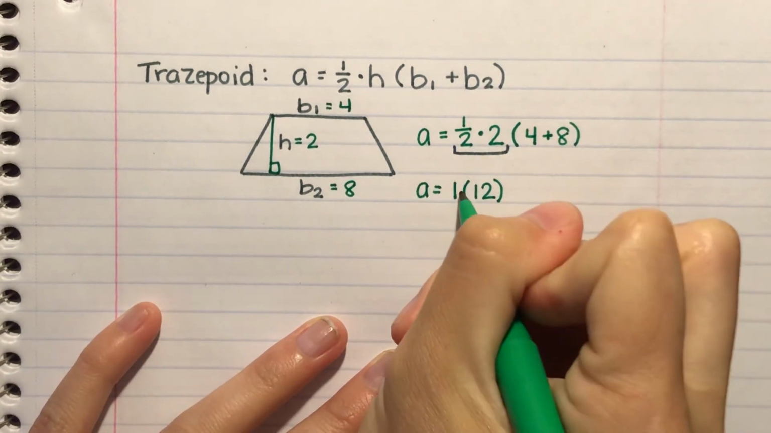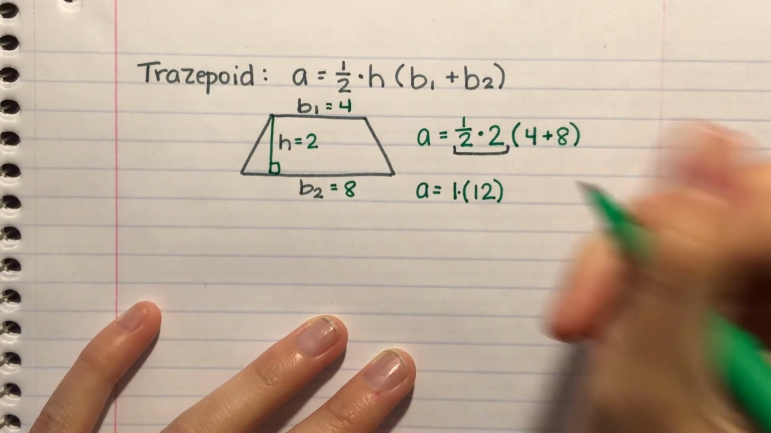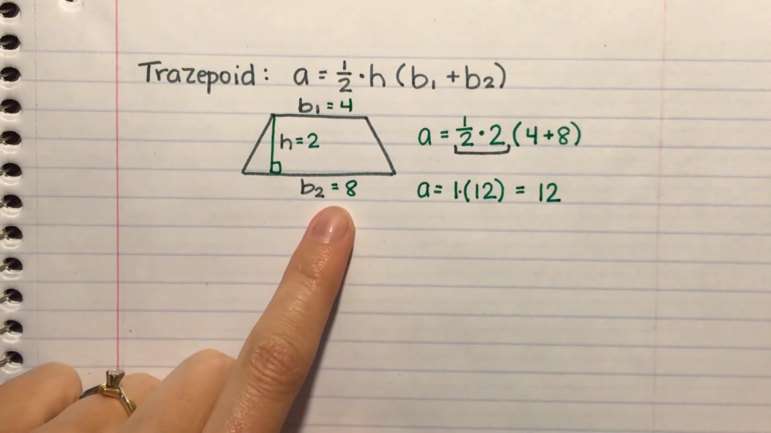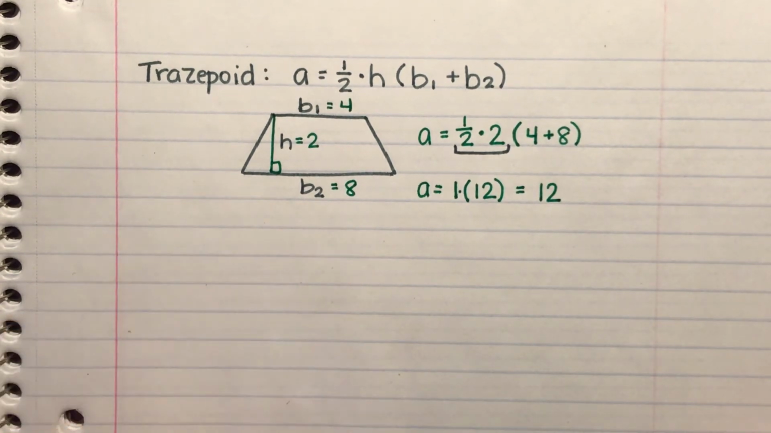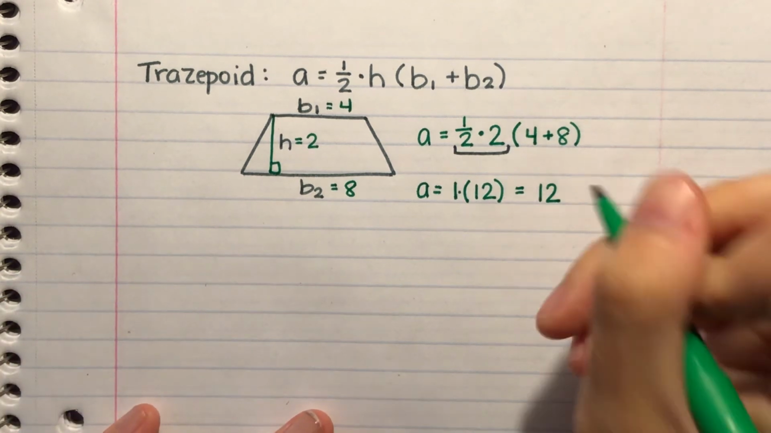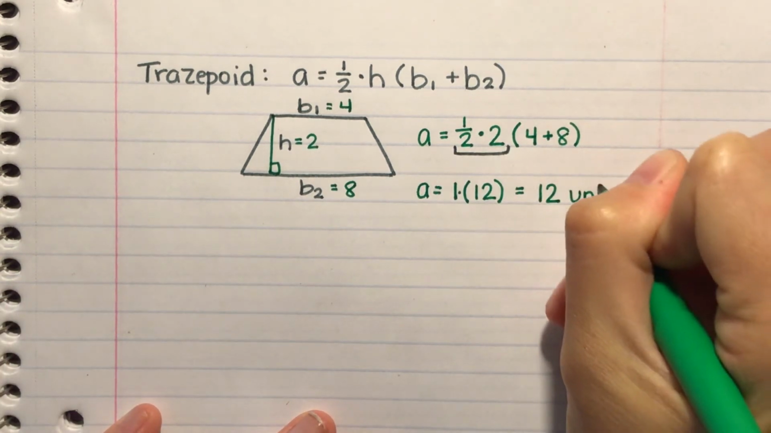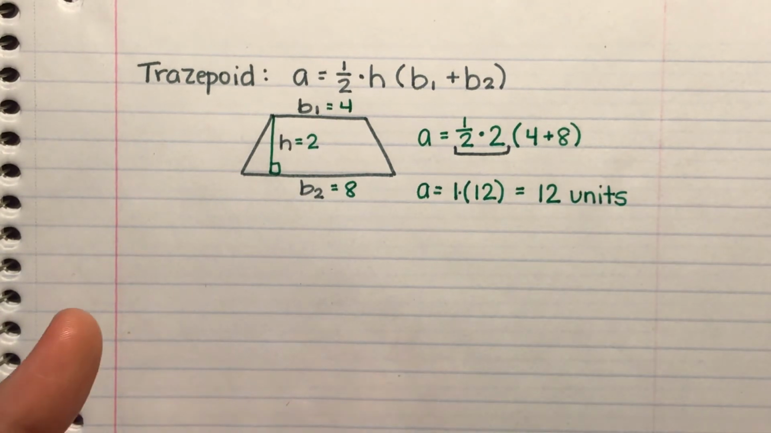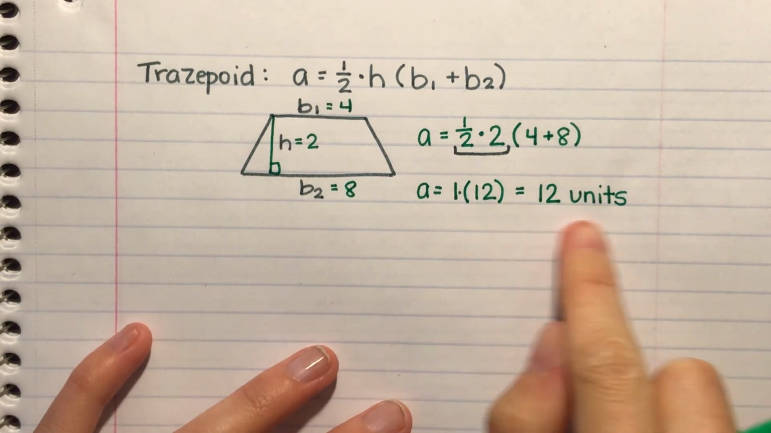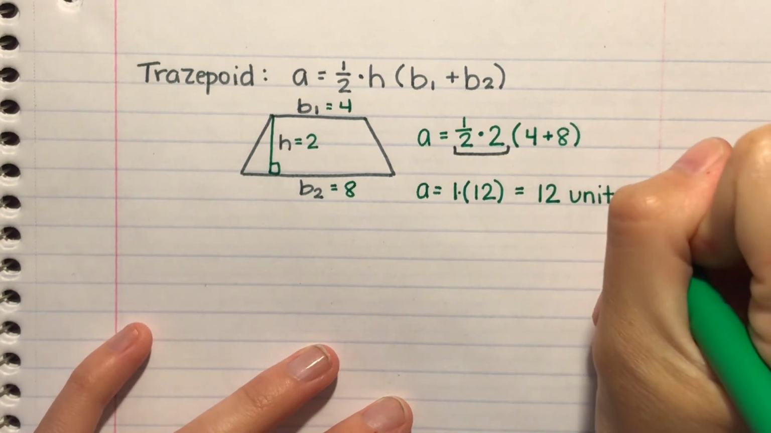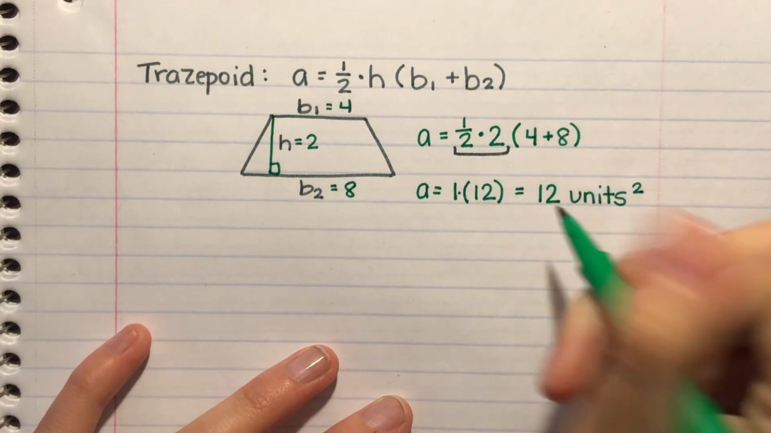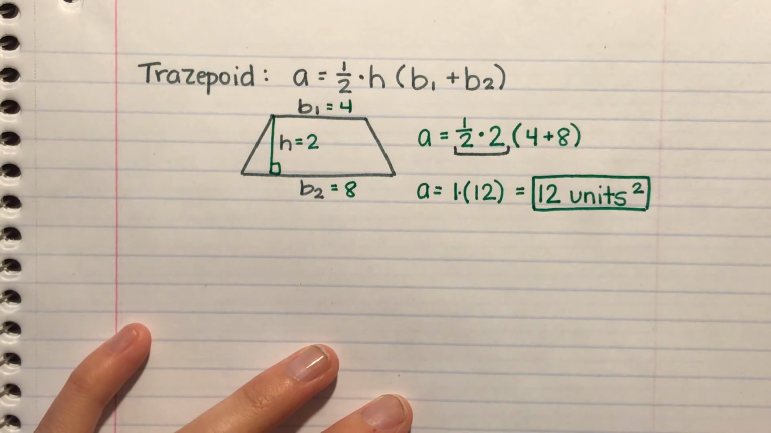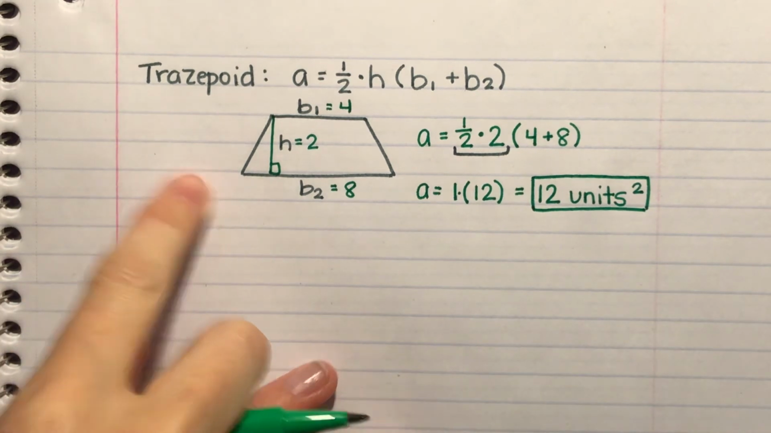And again, that's really multiplication. 1 times 12 is 12. Now, if I ever have a problem and I don't see feet, centimeters, inches, meters, whatever, then that means I'm going to label it with just this word units, which means it didn't have a label, but it's got to be measured in something. And again, because I'm finding area, units is always squared. So 12 units squared would be my answer for this specific trapezoid.